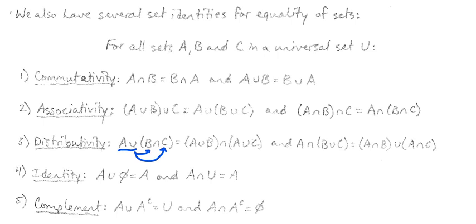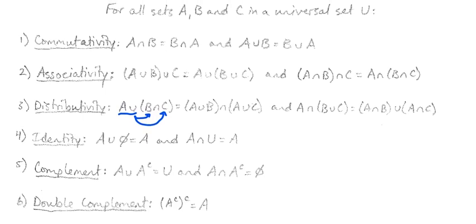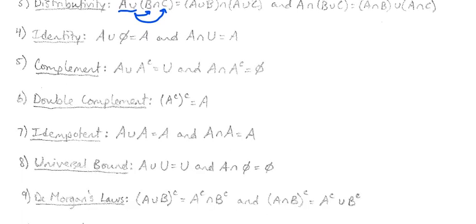Four, the identity laws. If you're going to take the union of A and the empty set, or the null set, you're just going to get A. Similarly, if you take the intersection of A and the universal set U, then you get the set A. Five, the complement laws. If you take the union of a set and its complement, you're going to get the entire universal set U. If you take the intersection of a set and its complement, you're going to get the empty set, or the null set.